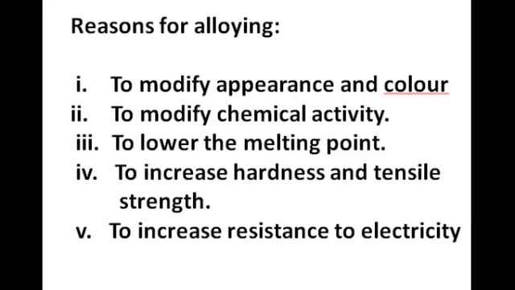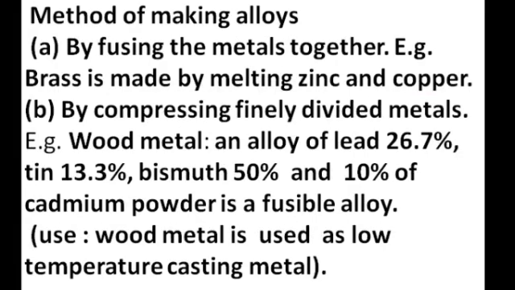The reasons for alloying. First point, to modify appearance and color. To modify chemical activity. To lower the melting point. To increase hardness and tensile strength. Last point, to increase resistance to electricity.